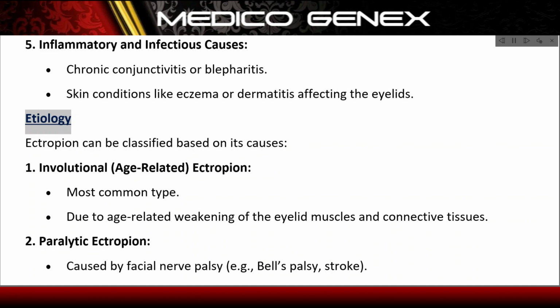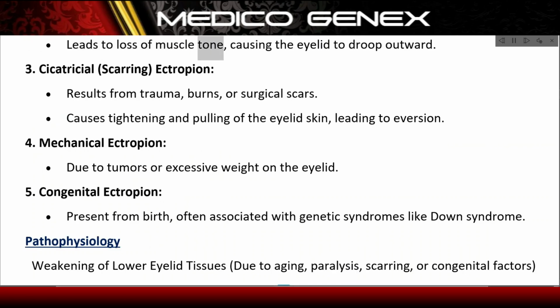Etiology. Ectropion can be classified based on its causes. 1. Involutional, age-related, ectropion. Most common type. Due to age-related weakening of the eyelid muscles and connective tissues. 2. Paralytic ectropion. Caused by facial nerve palsy, example Bell's palsy, stroke. Leads to loss of muscle tone, causing the eyelid to droop outward.